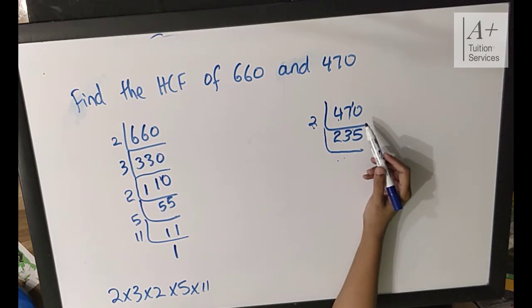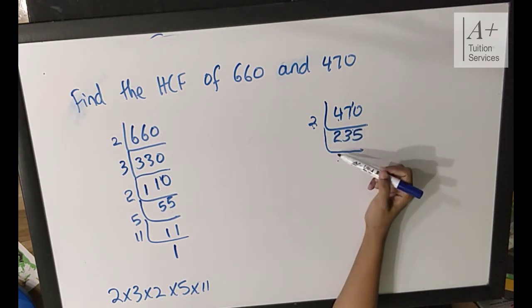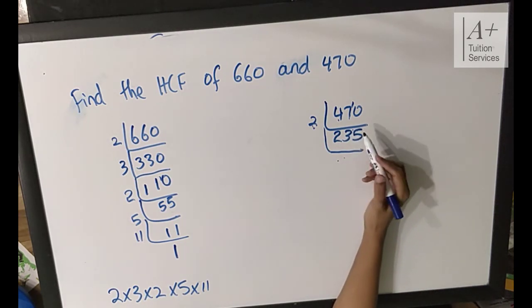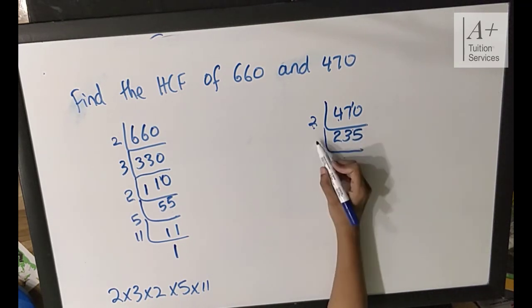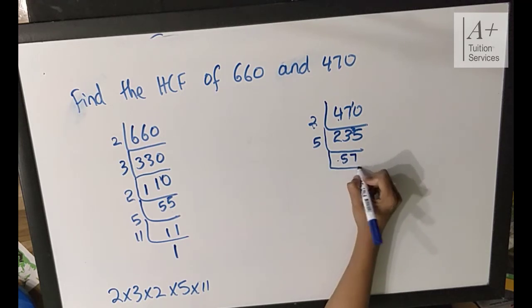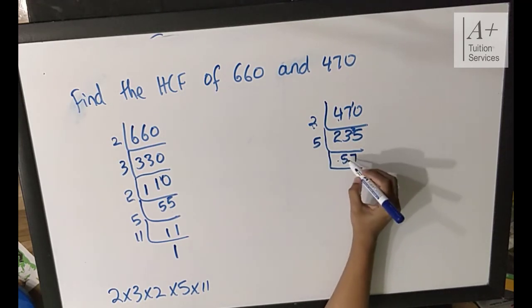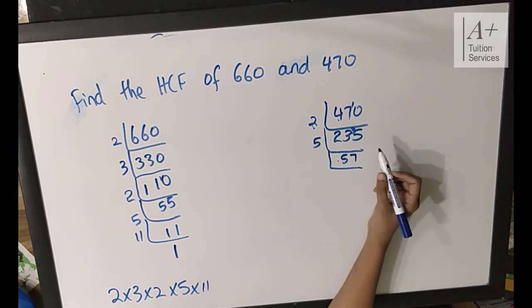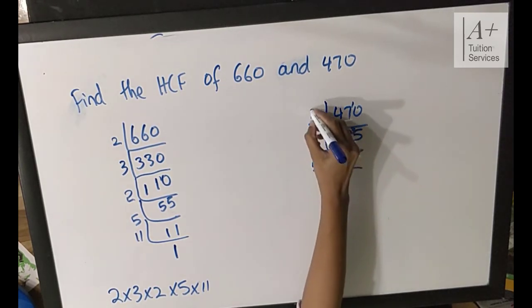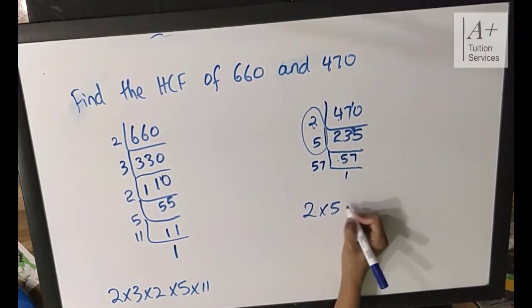So let's try 3. 3 cannot go into 2. 3 could go into 23, 1, but 3 cannot go into 25. So let's try 5. 5 into 20, yes, 5 will go in. 5 into 23 is 5 with 3 remainder, and 5 into 35 is 7. And then what can go into 57 now without a remainder? The thing is, 57 is a prime number, so 57 into 57 is equal to 1. So we end up here with 2 multiplied by 5 multiplied by 57.